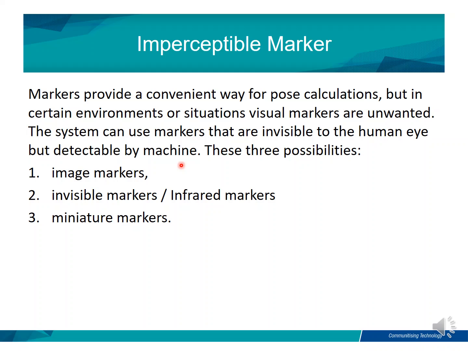There are three possibilities under these imperceptible markers. The first one is image markers, the second is invisible markers or infrared markers, and the third one is the miniature markers. So let's find out these three types of imperceptible markers.